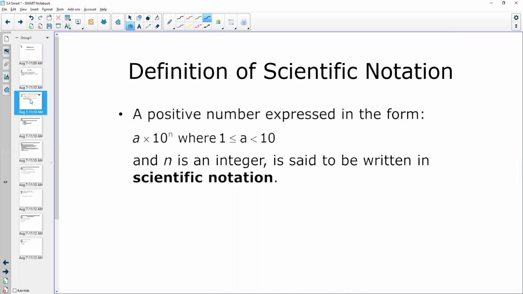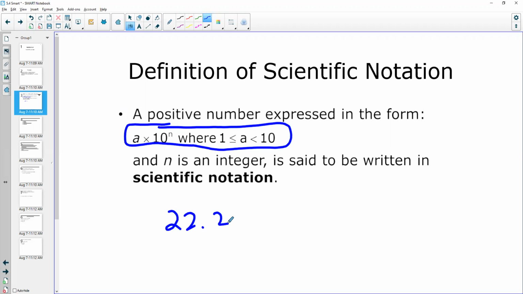So scientific notation you have seen before. It's a positive number expressed in the form a times 10 to the n, where a is a number between 1 and 10. When n is an integer, positive or negative, it's said to be written in scientific notation. In scientific notation, there's only ever a single digit in front of the decimal. That's how you know you did it right. So if it's 22 point something, it's not in scientific notation. It's not a correct answer if it's written like that.